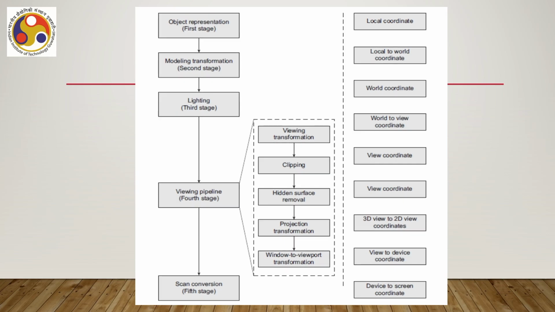So, putting everything together, we can say that this 3D graphics pipeline contains 5 stages: object representation first stage, then modeling transformation second stage, lighting third stage. Now, fourth stage is actually, although we said view transformation, essentially it is a kind of pipeline itself that is comprising of multiple stages. So, let us call it the viewing pipeline, that is the fourth stage, and finally scan conversion or the fifth stage.